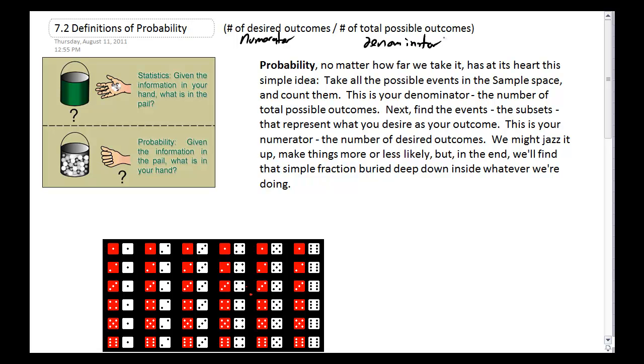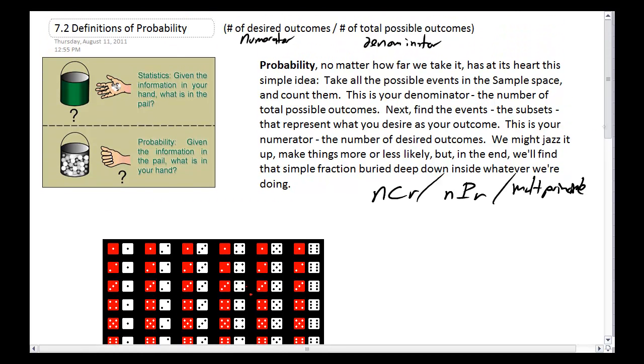No matter how far we take this idea of probability, the basic idea is going to keep on being this division fraction. So you're going to find the events, and then we're going to want to count them. When we're talking about counting, you want to start thinking again of combinations and permutations, as well as the multiplication principle from the previous sections.